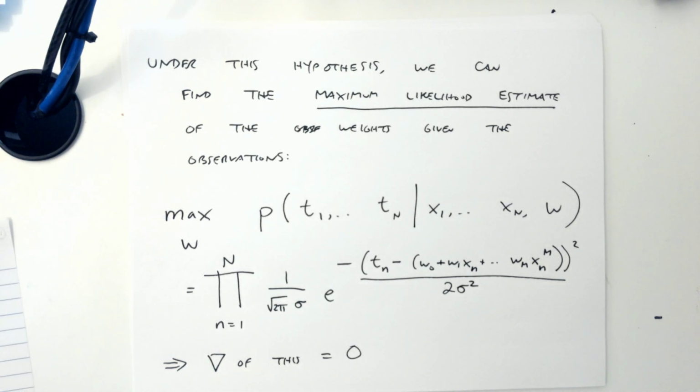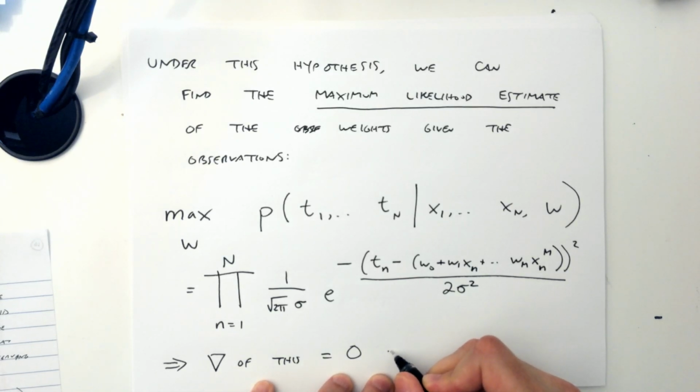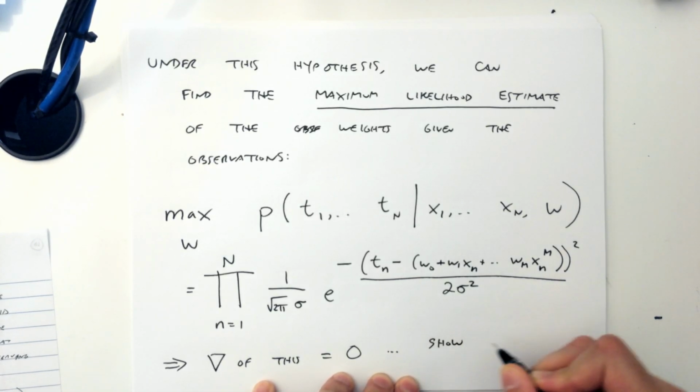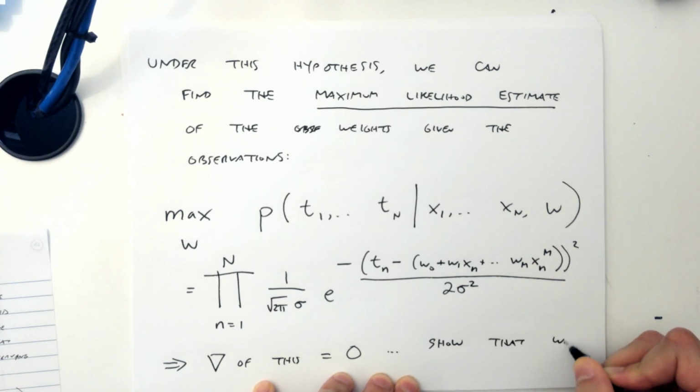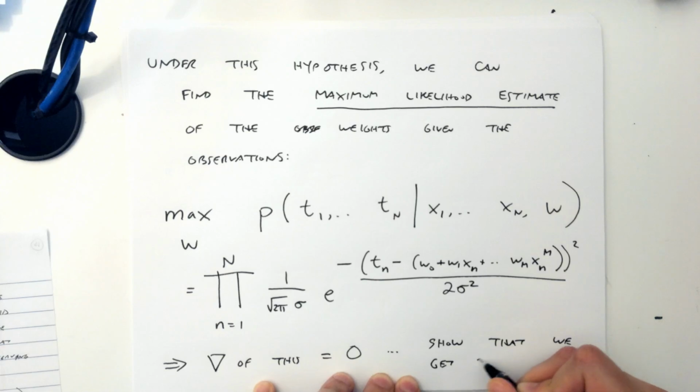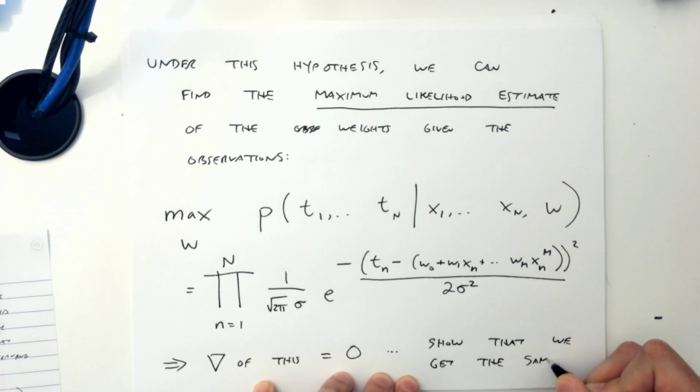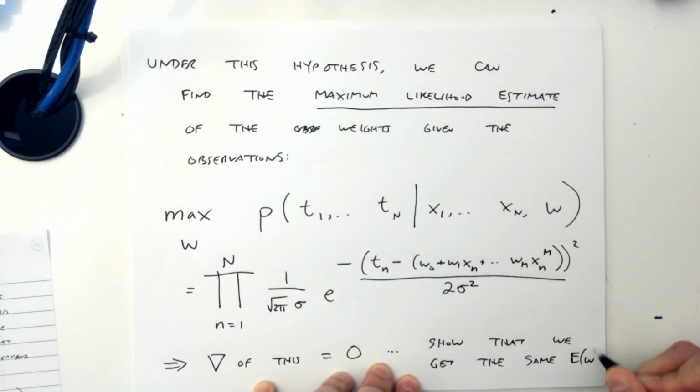And what we would find is that we get the very same answer, right? So I'm going to save that derivation until next time, because I'm going to do it again in the PDF discussion. So we can show that we get the same, basically, E of W, right?